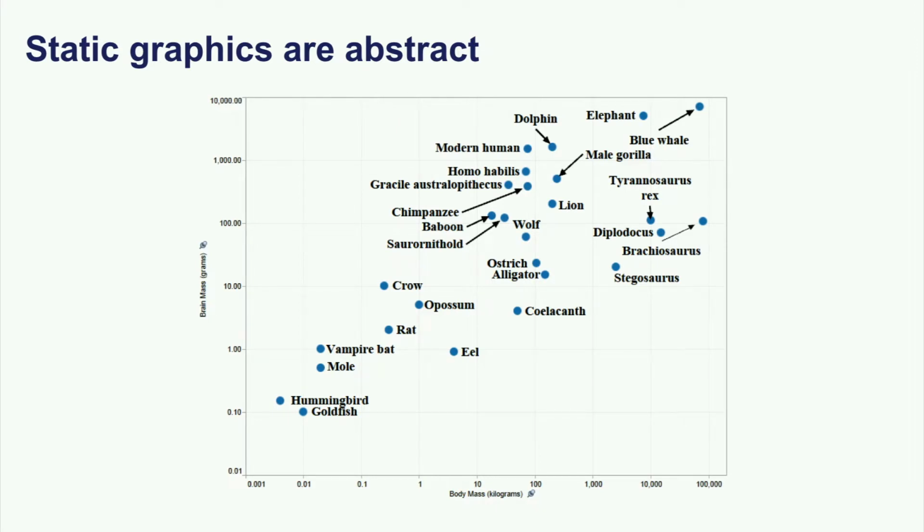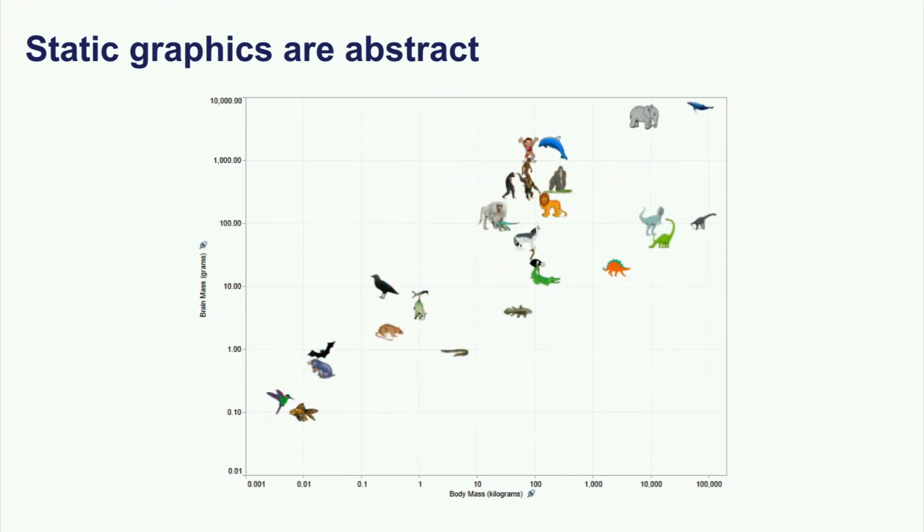But what if we apply semantics to express the meaning of this graph, where we use icons that are semantically connected to these animals? This graph immediately becomes more meaningful and hence more useful because you could see these patterns a lot more clearly.